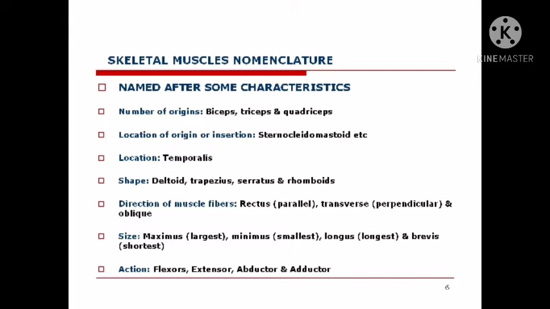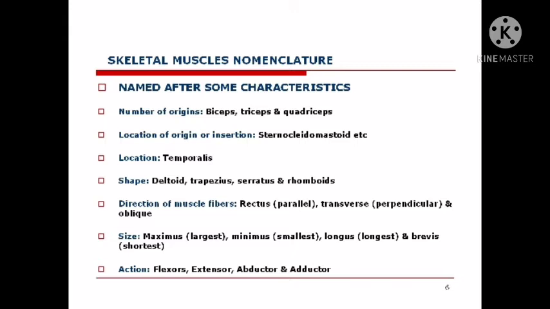Then the location of the muscle. For example, temporalis. Temple means the sides of the skull. Here we have a muscle by the name of temporalis, and it is in the temporal region. That is why it is called the temporalis muscle, which works in the chewing process.